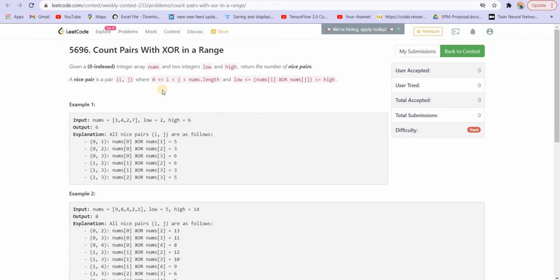Okay, it is a XOR question, I think. Count pairs with XOR in range. Okay, I will just see if I can get the solution in time right after the contest. If I will be able to do these questions, second and fourth, I will upload the solutions. Otherwise you can obviously find the solutions in the discuss section after the contest. If I manage to do it, if I don't feel lazy, then I will upload it. Otherwise you can go to the discuss and find it.